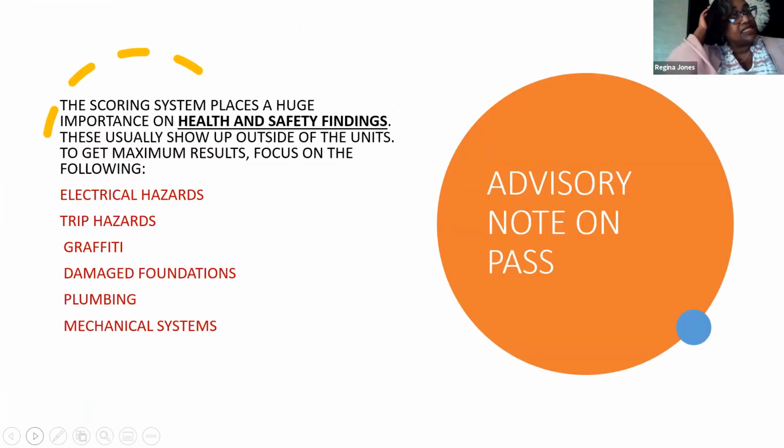The past scoring system places a huge importance, as I said, on health and safety findings. And these usually show up outside of the units, looking at electrical hazards, trip hazards, things like graffiti, damaged foundations, plumbing, and mechanical systems. You could lose your maximum points on the outside areas looking at these particular things here.